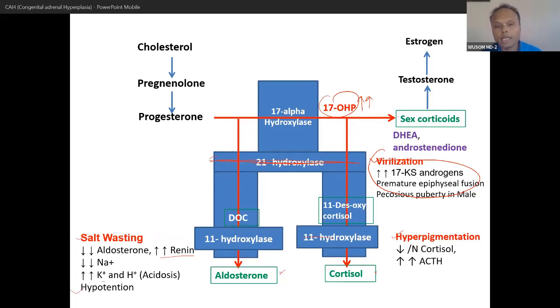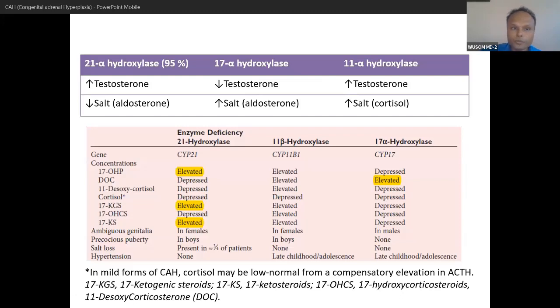So you can understand that when 21 hydroxylase is deficient, this is high because of this virilization, plus there can be salt wasting, and then hyperpigmentation. Understand this, both salt wasting and hyperpigmentation. So we will see these 3 types of disorder. For these 3 types of disorder, I will give you very easy to memorize tricks.